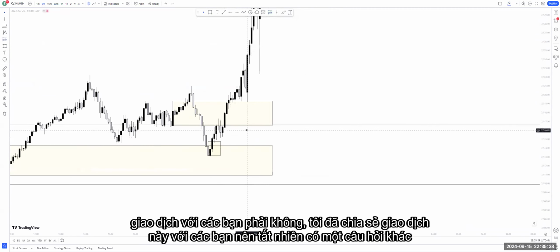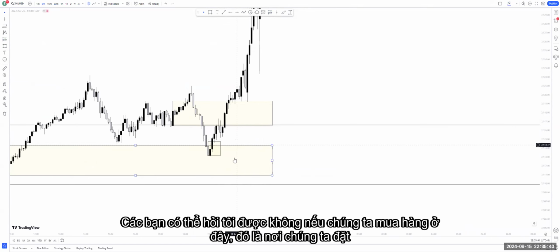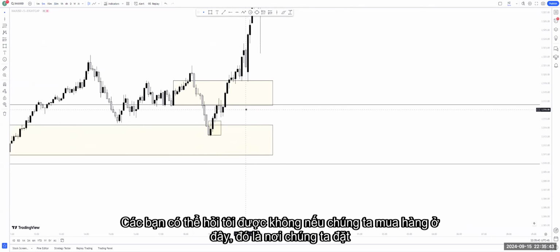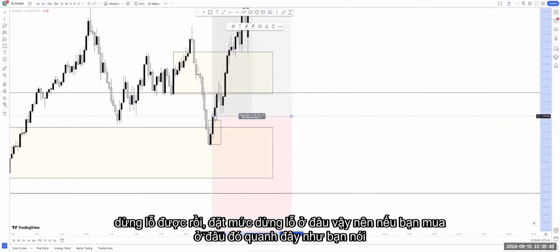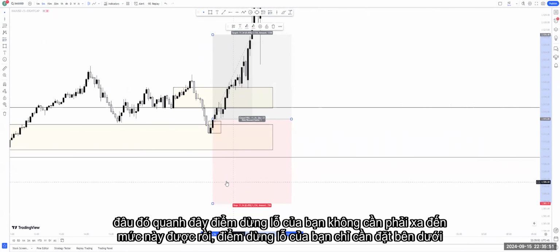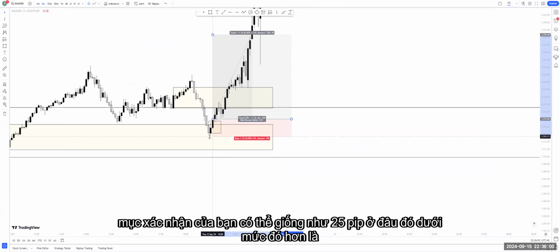Another question that you guys might ask me: if we take a buy here, where to set the stop loss? If you take a buy somewhere around here, your stop loss doesn't need to be this far. Just put your stop loss below your confirmation entry, maybe like 25 pips.